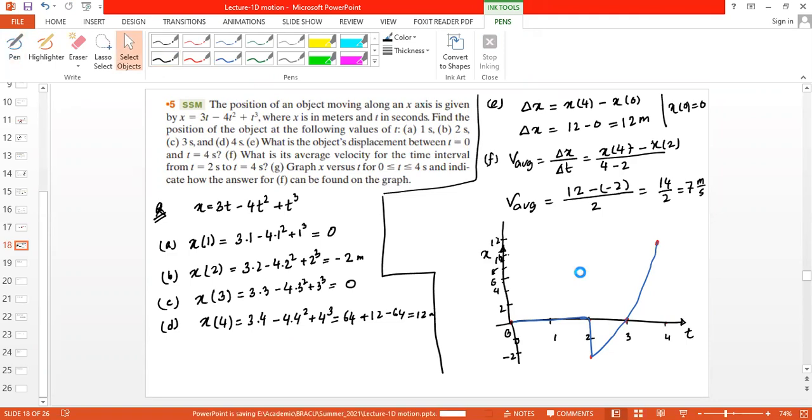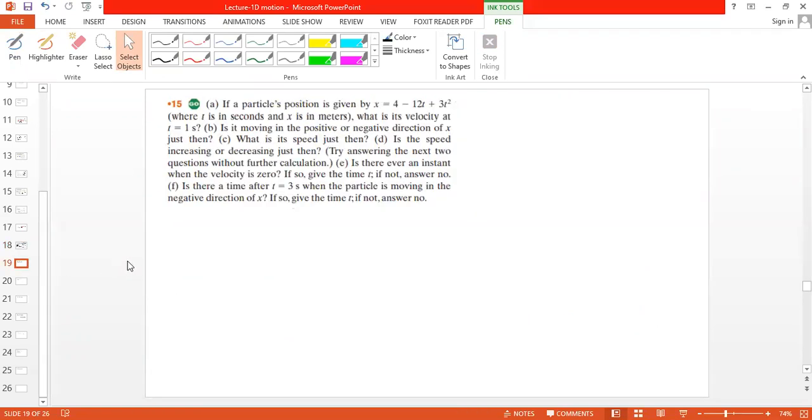Now this is the easiest math for the class today. Let's try another one. I think you could see the slide. A different kind of math. If a particle's position is given by x equal to 4 minus 12t plus 3t squared, where t is in seconds and x is in meters, what is its velocity at time t equal to 1 second? Part A, they're asking me, so the math is like the position is given as a function of time, 4 minus 12t plus 3t squared. This is the position of an object, okay?